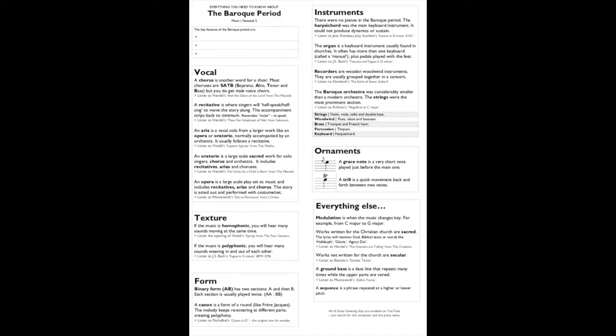Music with a homophonic texture has one main melody that is supported by harmonies. You will hear many sounds moving at the same time. Homophonic is a texture concept. Listen for the blocks of sound created by many sounds moving at the same time.